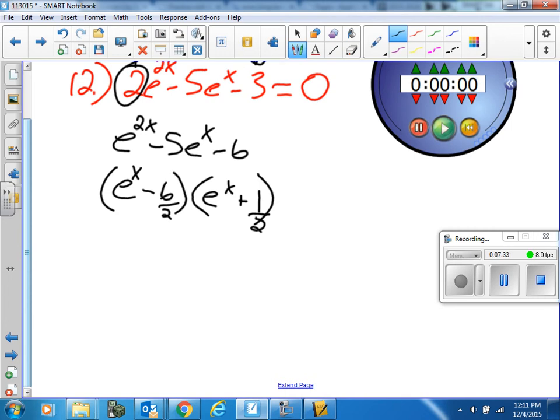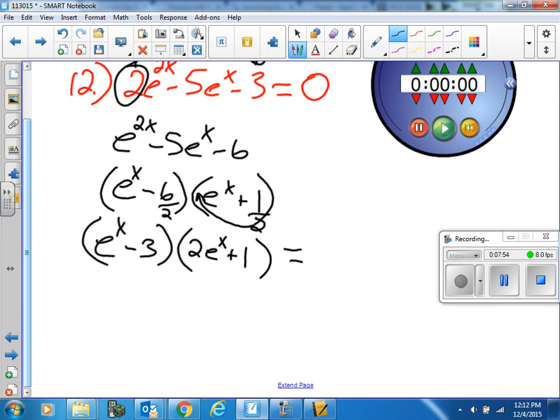So what do you end up with for your first one? e to the x minus 3. All right. And what about your second one? 2e to the x plus 1. Yep. So we slide that 2, and you technically can keep it the same without doing slide and divide when you're solving, but we're used to doing that, so we'll just do it. Now I'll put my equal 0 here.